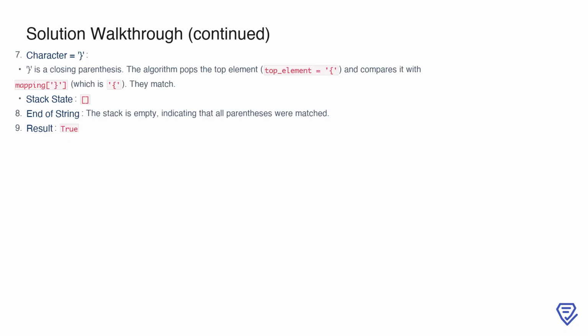The algorithm pops the top element and compares it with the mapping of, which is also. Since they match, the stack becomes empty. At the end of the string, the stack being empty confirms that all parentheses have been matched correctly. Therefore, the result for this input is true.